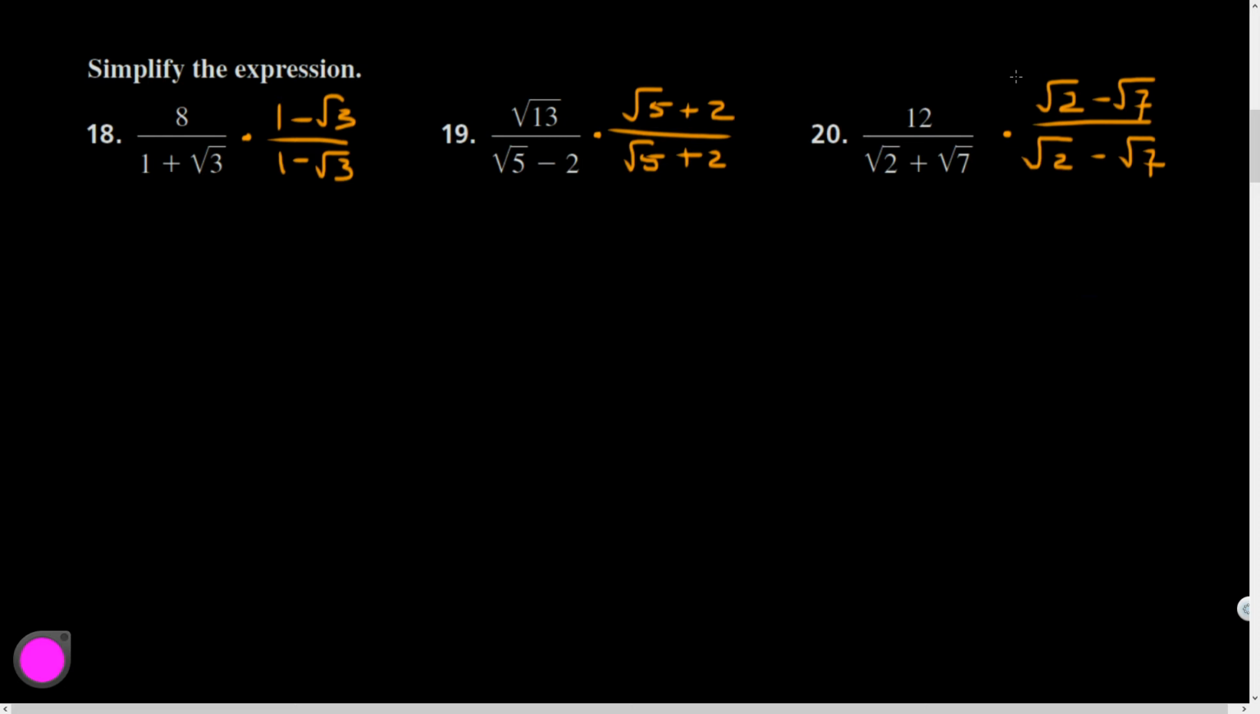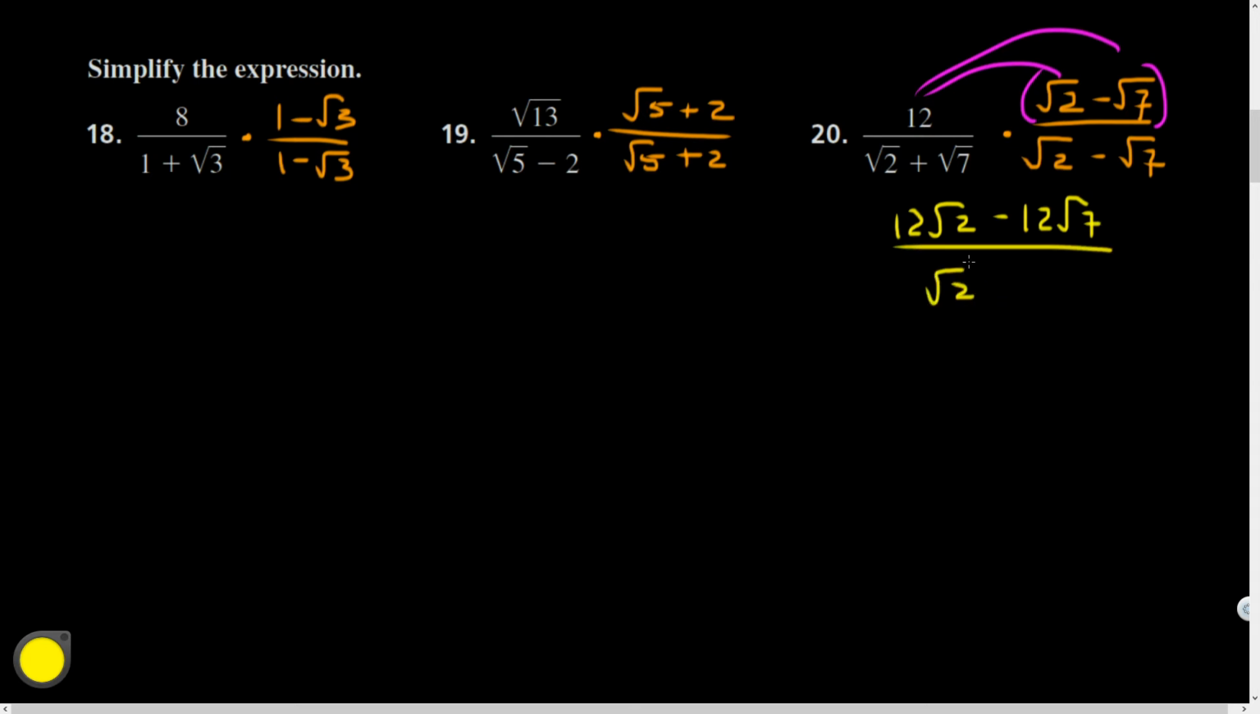Remember, these behave as grouping symbols, so don't forget to do some distributing. 12 rad 2 minus 12 rad 7 all over rad 2 squared minus rad 7 squared, right? A squared minus b squared. So hey, that pattern is coming back to help us. Isn't that wonderful? So let's see. The denominator would be 2 minus 7. The denominator is negative 5.